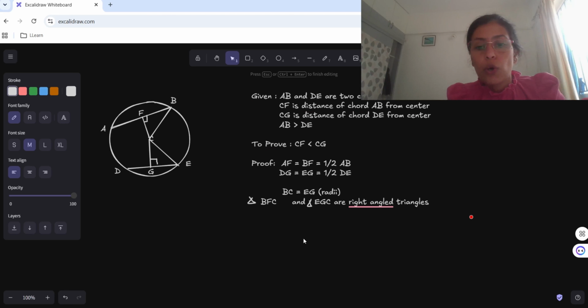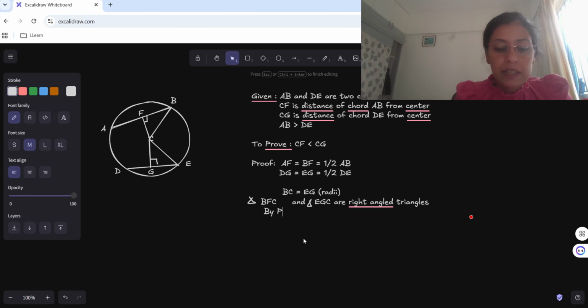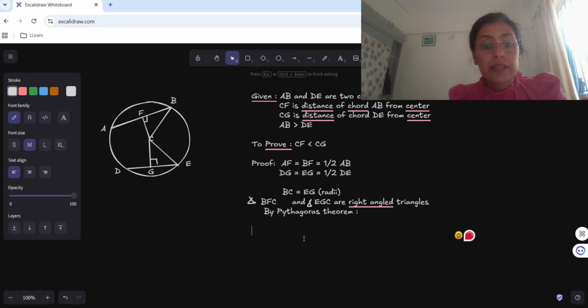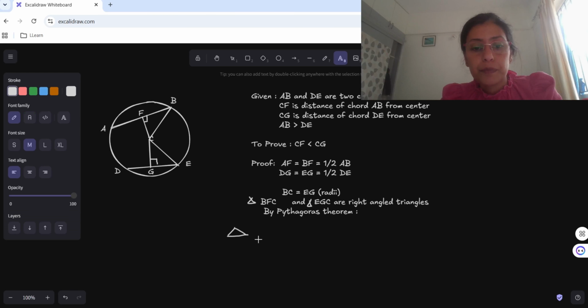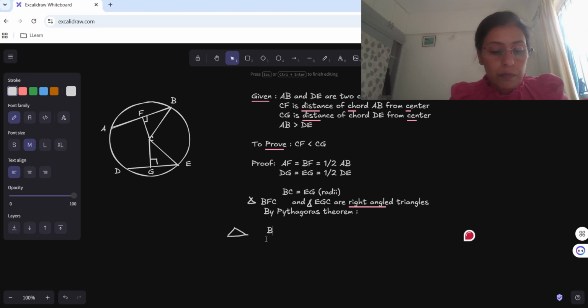Okay, so these two are right angle triangles. Now we'll use the Pythagoras theorem on these two triangles. What the Pythagoras theorem says is the square of the hypotenuse is equal to the sum of the squares of the other two sides, right? So let's first consider triangle BFC.